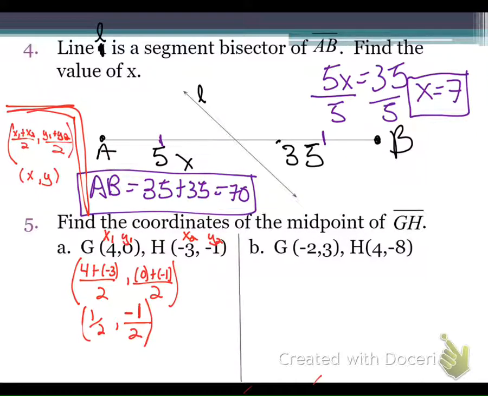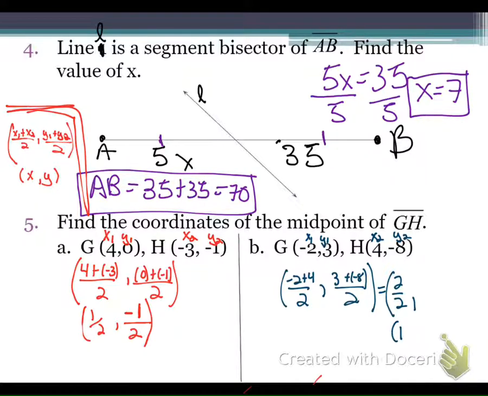Over here, we're going to do the same thing. We now have negative 2, 3, and 4, negative 8. So I'm going to switch my color. We have x1, y1, x2, y2: negative 2 plus 4 over 2, 3 plus negative 8 over 2. Negative 2 plus 4 is 2 over 2, which is 1. And then we have 3 plus negative 8, negative 5 over 2.